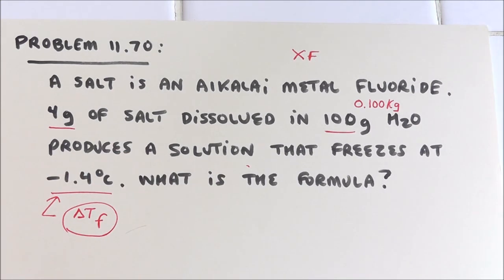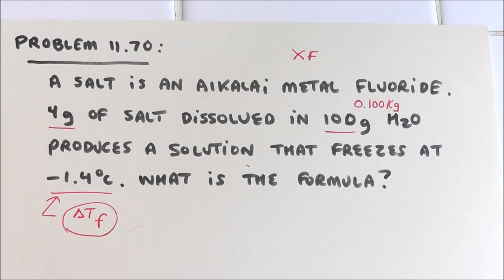Because we subtract that from 0. So when you have a water example with freezing point, it's really nice because the temperature is the delta T, because the pure stuff melts at 0. So cool.